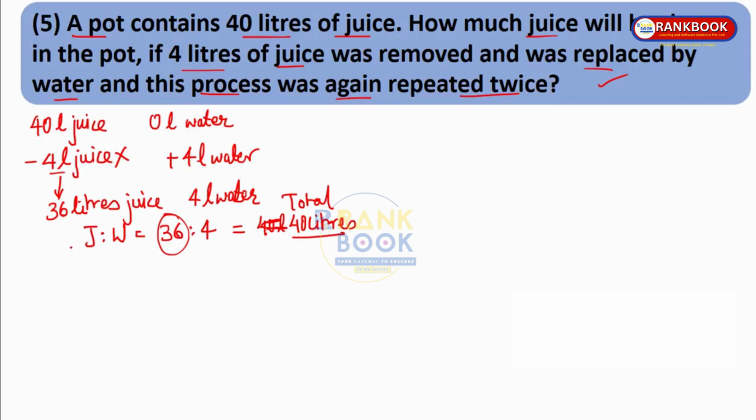Now again, this process was repeated twice, they say. This is once, already over. After this, it was repeated twice again. So in total, it will happen 3 times. So one time it is over. Now the second time, again, they remove 4 liters of the mixture.